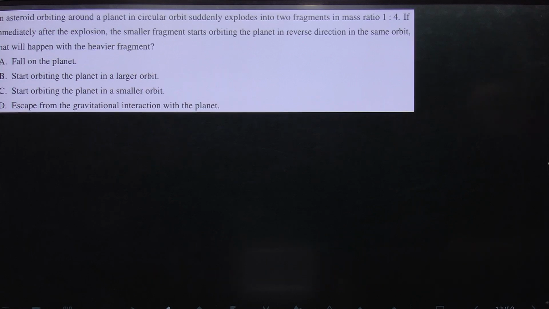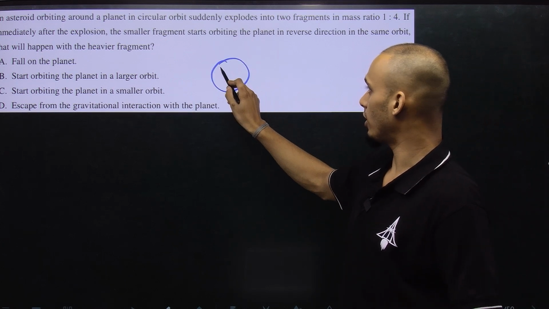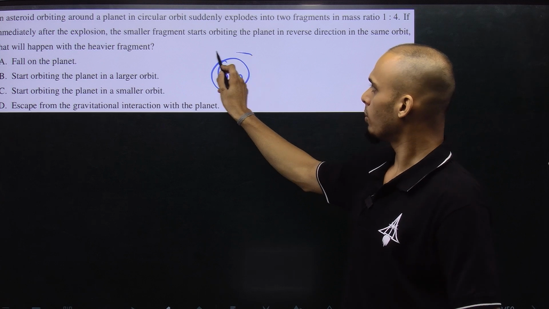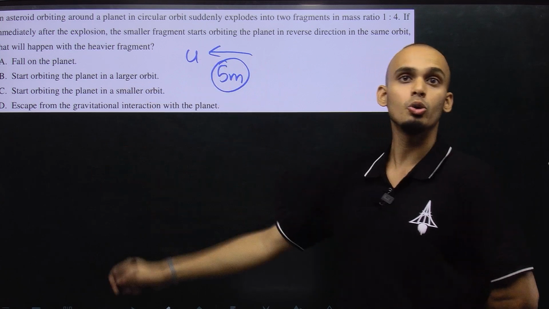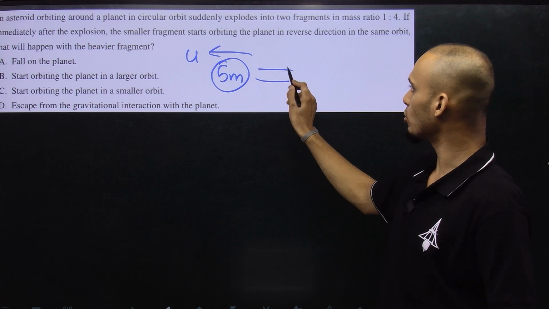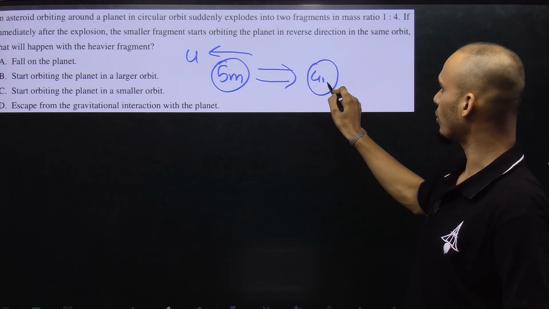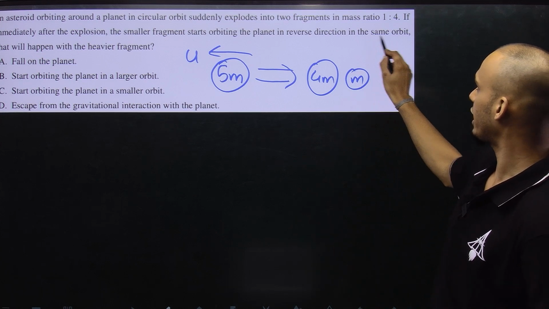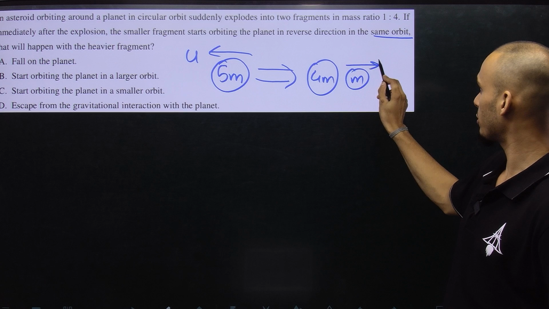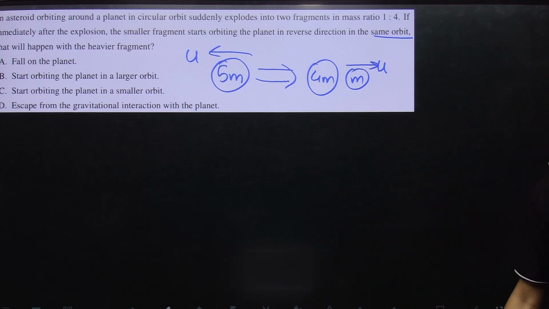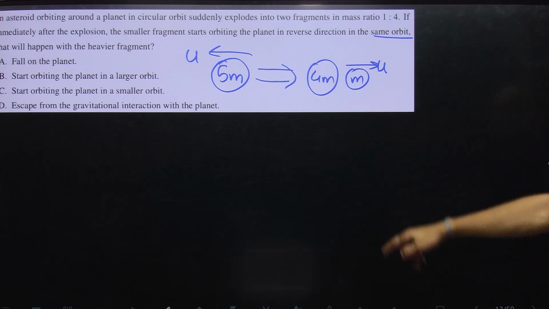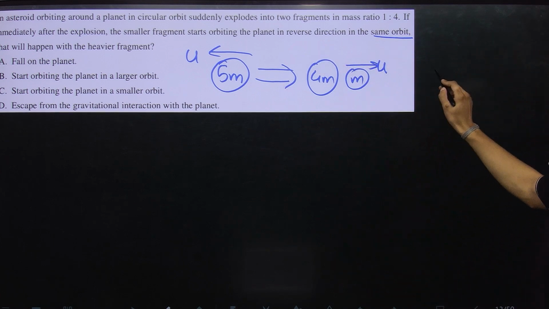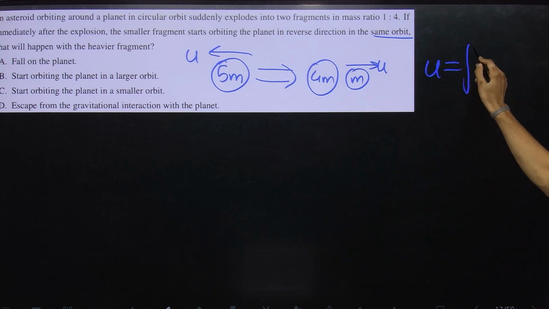We have an asteroid orbiting a planet that explodes into two pieces. Let's say the asteroid was of mass 5m, moving at some speed u towards the left, and it explodes into two masses, one of mass 4m and one of mass m. We know that the mass m stays in the same orbit as before, so it will also be moving with the same speed u. And if the radius of the orbit is r, then the orbital velocity u should be equal to the square root of GM over r.